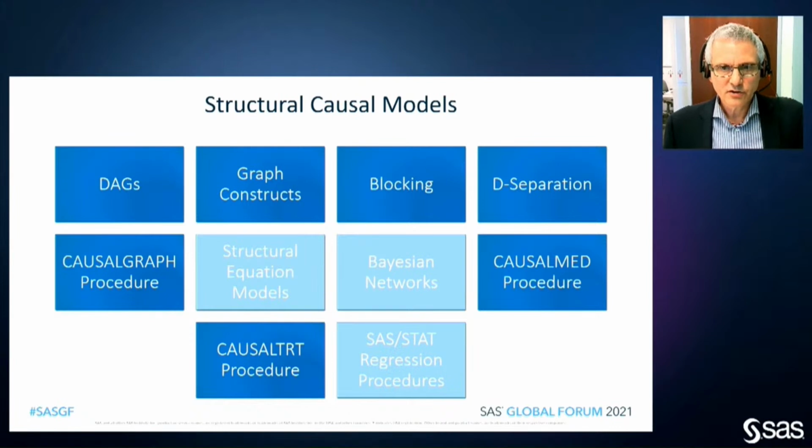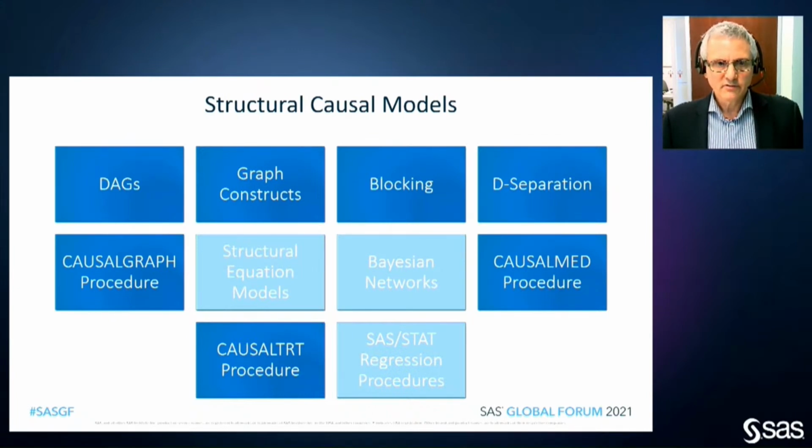So moving on to structural causal models, this slide shows the topics that we will discuss. We're going to get into graphical models called DAGs, directed acyclic graphs. We will describe a few different constructs for those graphs. We'll discuss the concept of blocking, which is a graphing terminology for controlling variables. We will link graph models to statistical analyses through d-separation, and we will show you how to use PROC CAUSALGRAPH to find the set of confounders you need to control for, and then do the analyses in CAUSALMED and CAUSALTRT.